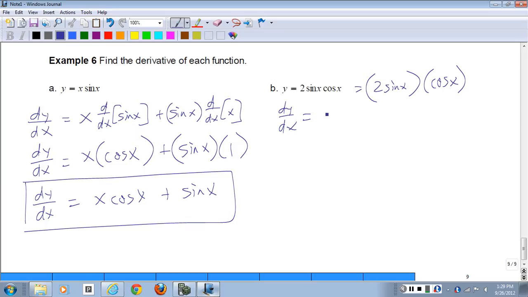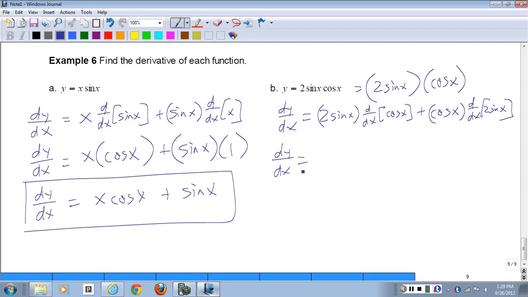So it's the first times the derivative of the second plus the second times the derivative of the first. There is an extended version of the product rule where it's the product of f, g, h, and it's interesting how it works out, but we usually don't need the souped up version of the product rule. Just this, and we can use it repeatedly if necessary.